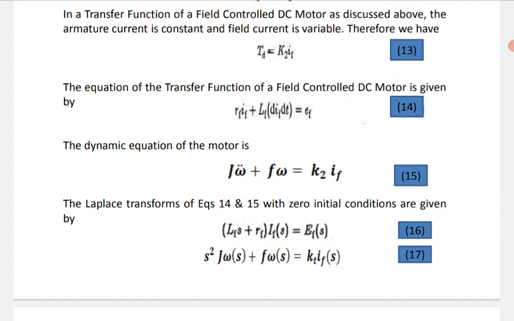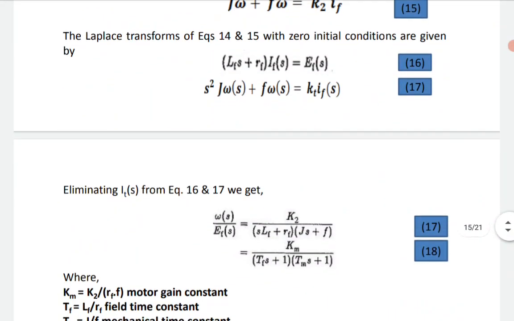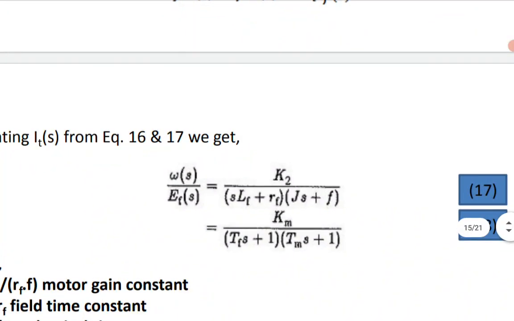Then we will apply the Laplace transform with zero initial conditions to equations 14 and 15 respectively, that generates (LF S plus RF) into IF of S is equal to EF of S, and 15 generates (J S square plus F S) into omega of S is equal to K2 into IF of S, by which after elimination of IF of S we can generate omega of S by EF of S is equal to K2 by S into (LF S plus RF) whole into (JS plus F).